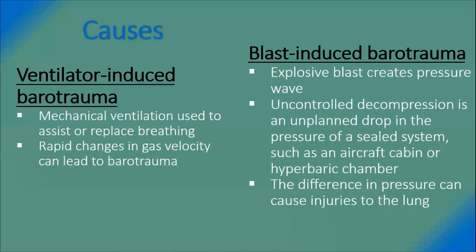Another cause is ventilator-induced barotrauma. Mechanical ventilation is used to assist or replace breathing, but when the ventilator malfunctions, for example when there is a rapid change in gas velocity, it can lead to barotrauma. Another cause is blast-induced barotrauma. An explosive blast creates a pressure wave, and uncontrolled decompression is an unplanned drop in the pressure of a sealed system such as an aircraft cabin or hyperbaric chamber. These differences in pressure can cause injuries to the lung. Next slide.